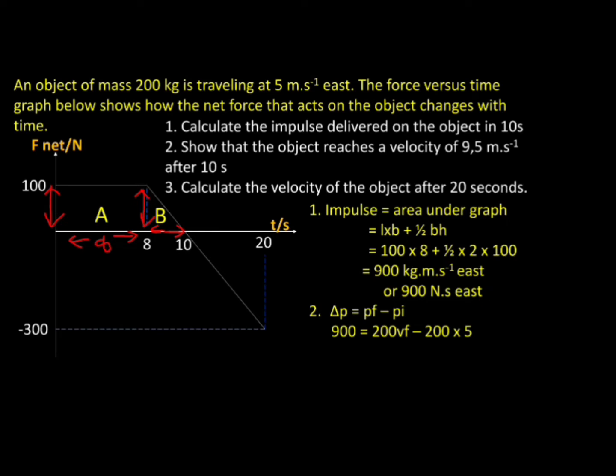Now it's an issue of playing around with the maths. We get 1900 is 200 VF. Divide both sides by 200, you get the final velocity is 9.5 meters per second. It's going to be in the eastern direction.